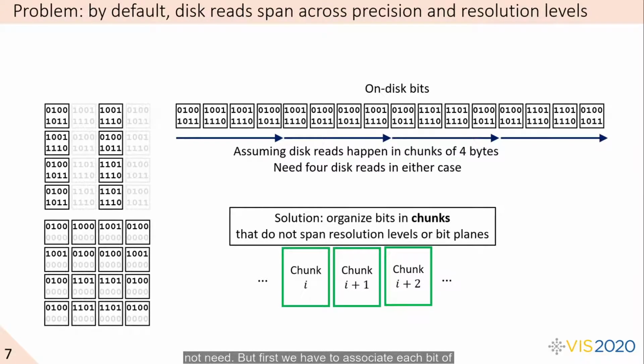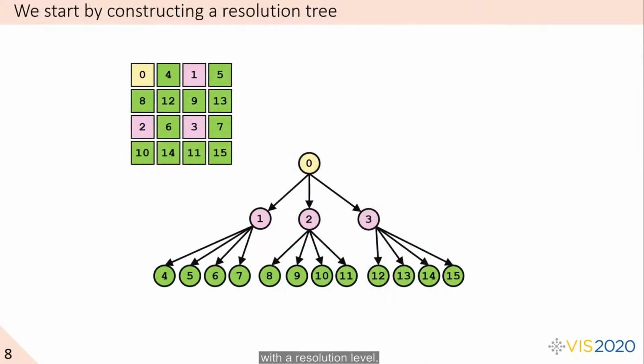But first, we have to associate each bit of the data with a bit plane and a resolution level. Let's see how we can associate each bit with a resolution level. We do so by constructing a tree where every node is associated with a grid point. In fact, the association is bijective, so every grid point is also associated with a tree node. In the paper, we give a formula to go from a grid point to the index of its corresponding node in the tree. That's why you see here we can number every tree node and grid point accordingly.